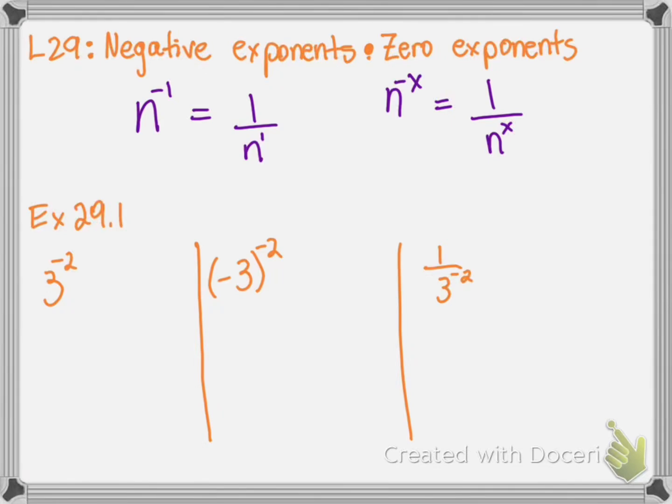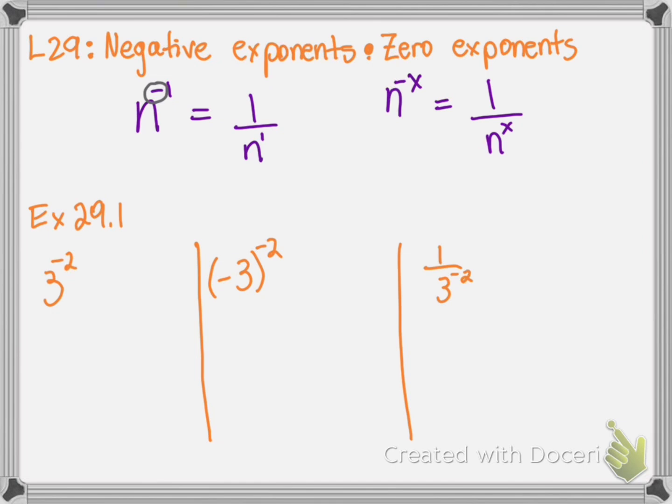Lesson 29, negative exponents and zero exponents. Now remember, the negative exponent gives you the reciprocal of the number. So like we have here, n to the negative 1 equals 1 over n to the positive 1. That negative is like a little token that we're using to give the reciprocal. So this negative gives the reciprocal of the number, and the 1 now is positive.